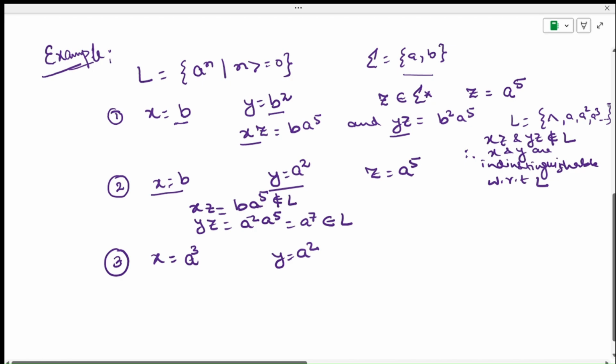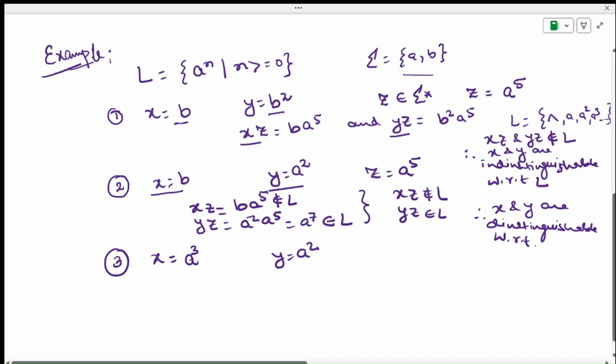So we can clearly see that xz is not in the language L, whereas yz belongs to L. Therefore, x and y are distinguishable strings, x and y are distinguishable with respect to the language L.